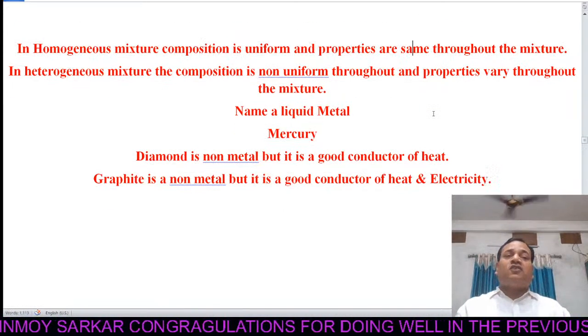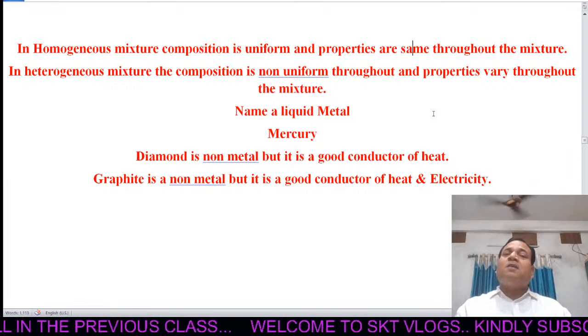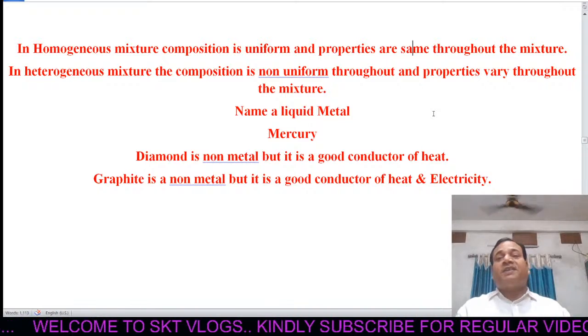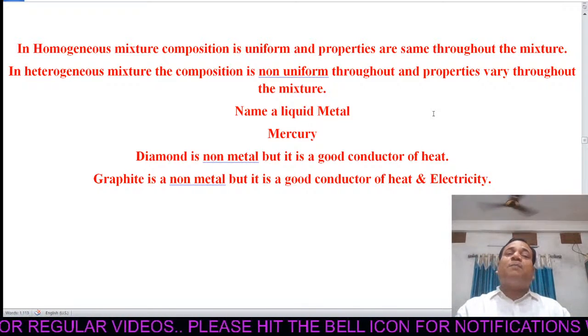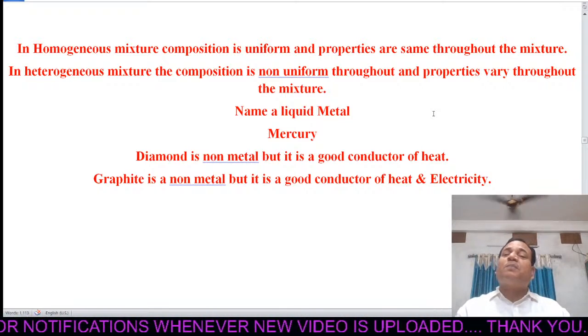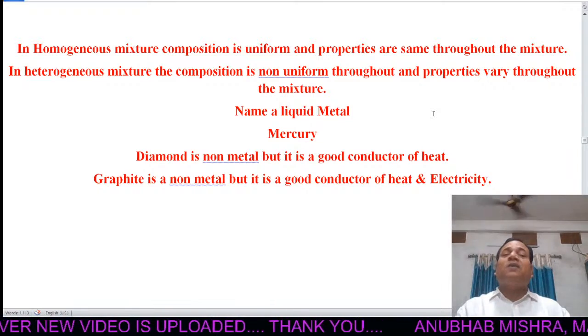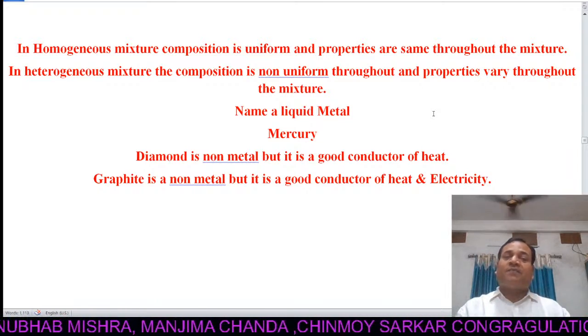Yes, in a homogeneous mixture, the composition is uniform and the properties are the same throughout the mixture. But in a heterogeneous mixture, the composition is non-uniform throughout and the properties vary throughout the mixture. Means various types of properties we are able to see.